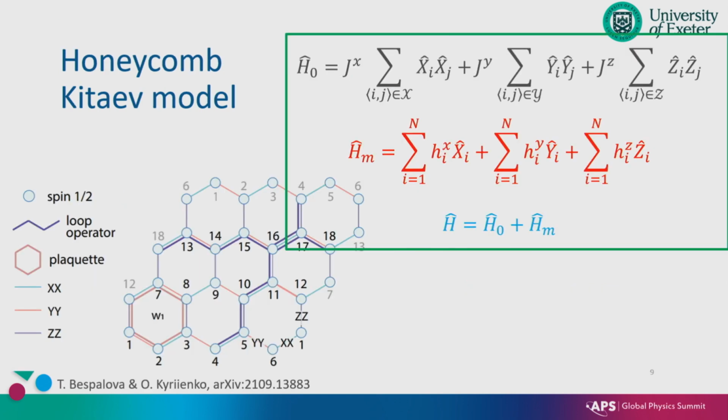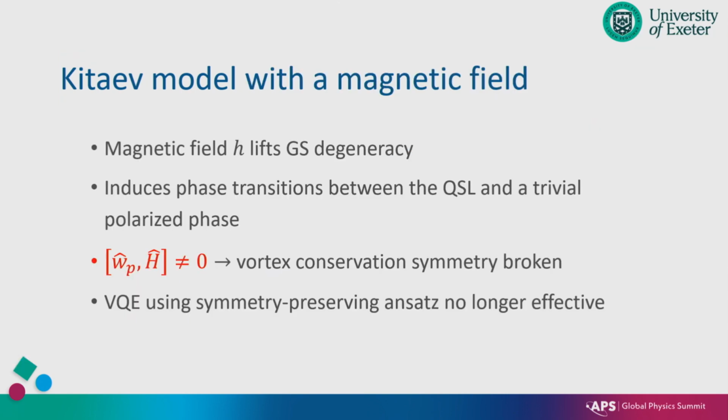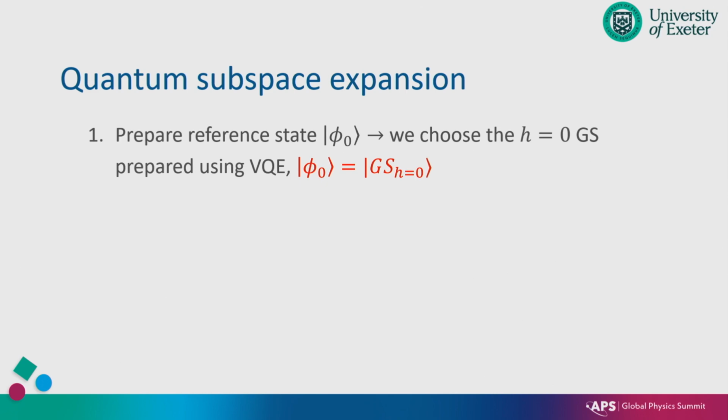But yes, the pure Kitaev model is interesting, but now if we add these symmetry breaking terms, what happens now? We know that basically the ground state degeneracy lifts. You don't have this vortex symmetry conservation anymore, and the plaquette operators no longer commute with the full Hamiltonian. So now this VQE process that we described already is no longer too effective. So what we now go to is this method called quantum subspace expansion, and this is something that lies in between the variational quantum eigensolver and QPE in terms of complexity, in terms of the circuit depths, etc.